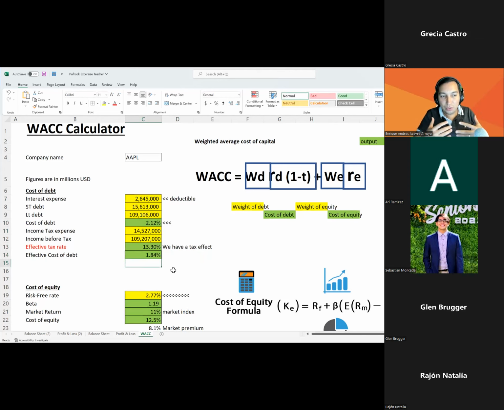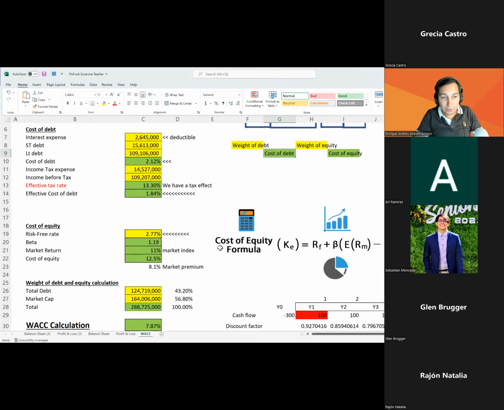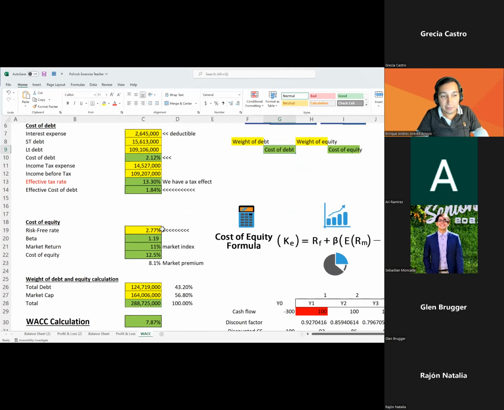So your actual effective cost of debt is 1.84, which is very different from the 2.12, okay? Until here, are we okay? We just got the effective cost of debt, which is part of the elements of the WACC. So guys, cost of equity.